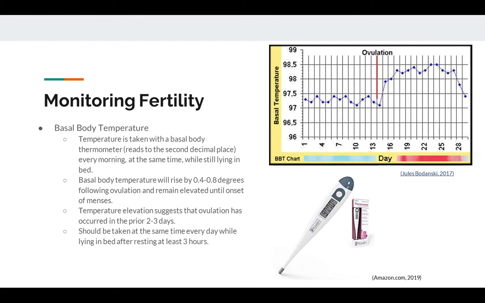So if a woman charts her basal body temperature every day, she can predict when ovulation has occurred. There are some very important things about this. You need the right kind of thermometer that has enough decimal places, and you also need to take your temperature at the same time every day while lying still in bed after being in bed for at least 3 hours, and that means that you need to keep this by the bedside, set an alarm, and take your temperature.